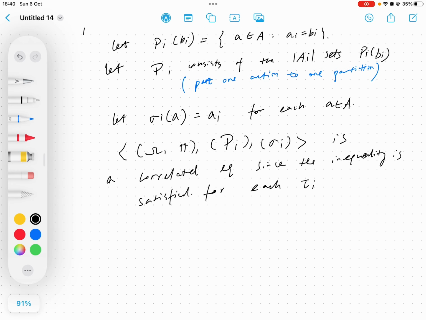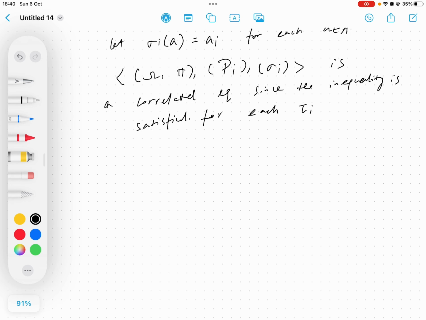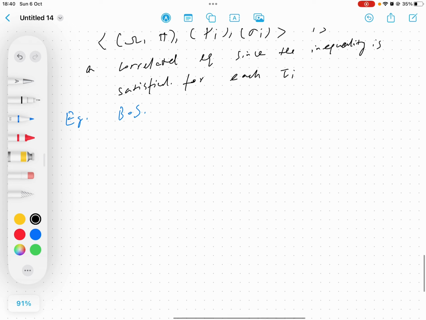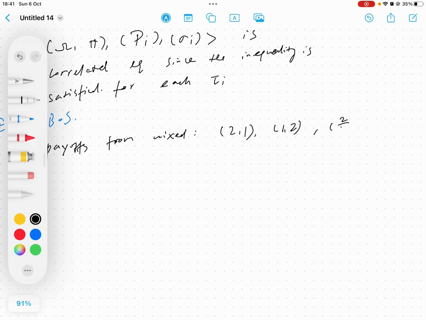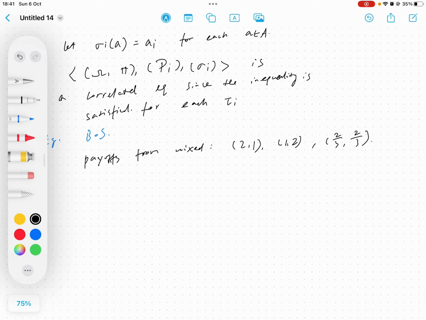All right. So now let's go back to the example of the battle of sexes that we mentioned in the beginning, and show a numerical example of that. So, example: battle of sexes. There are three mixed strategy Nash equilibria, because those two pure strategies can also be regarded as mixed strategy Nash equilibria. So the payoffs from the mixed strategy Nash equilibria are (2,1), (1,2), and another mixed one, (2/3, 2/3).